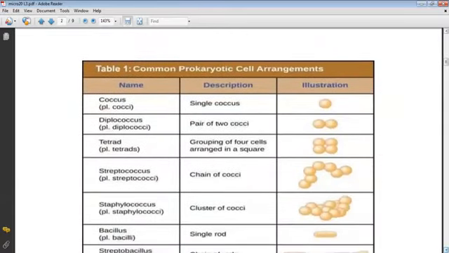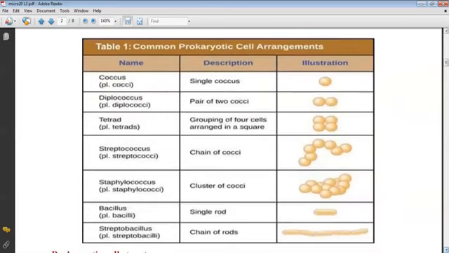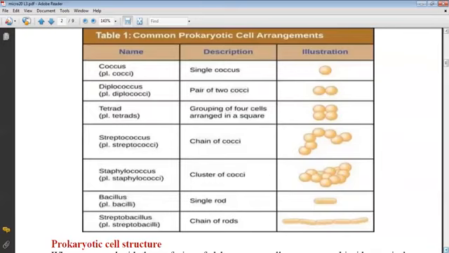Now we have a table of the common prokaryotic cell arrangements. For example, coccus is single, and the plural is cocci: description single coccus, while diplococci are a pair of two cocci. Tetrad is a grouping of four cells arranged in a square. Streptococci are a chain of cocci, staphylococci a cluster of cocci. Bacillus is a single rod, streptobacillus a chain of rods.